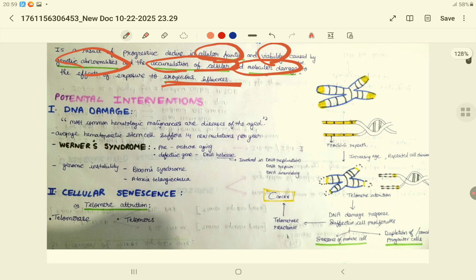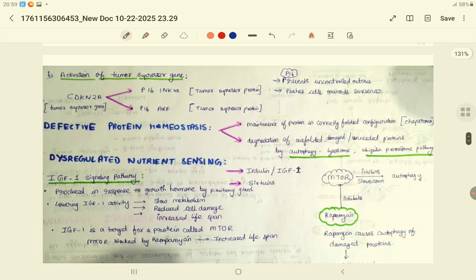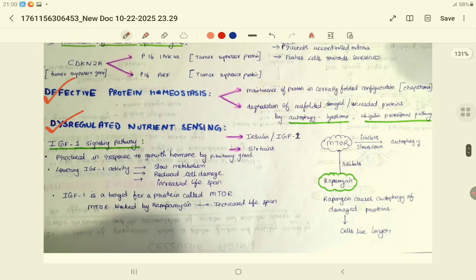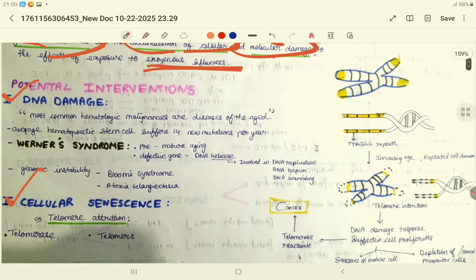Now let us see the potential causes for cell aging. First one is DNA damage. Secondly, we have cellular senescence. Third, we have defective protein homeostasis, and fourth, we have dysregulated nutrient sensing. So these are the four important headings you need to remember, right? Now let us talk in detail about DNA damage.